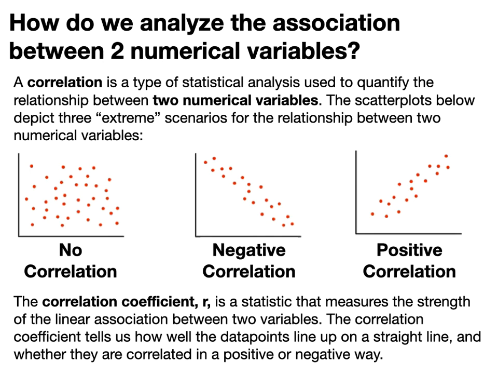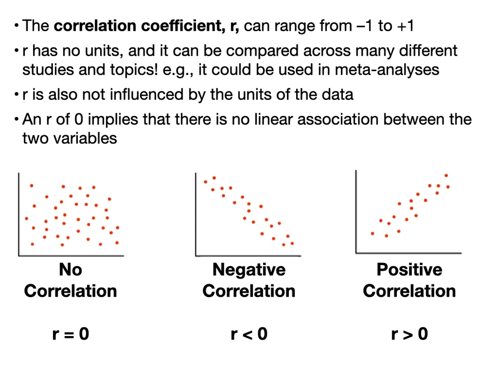The correlation coefficient R is a statistic that measures the strength of the linear association between 2 numerical variables. The correlation coefficient tells us how well the data points line up on a straight line, and it tells us whether they're correlated in a negative or positive way. So the correlation coefficient R can range from -1 to +1.